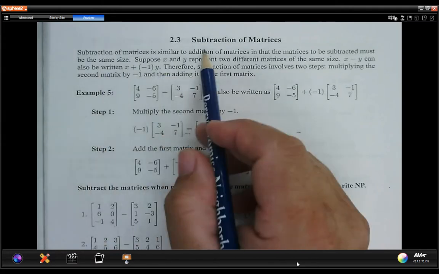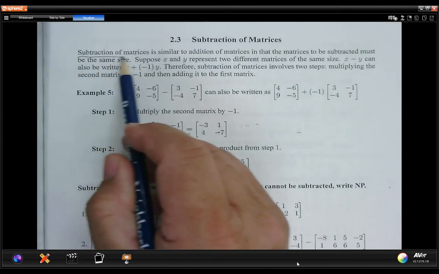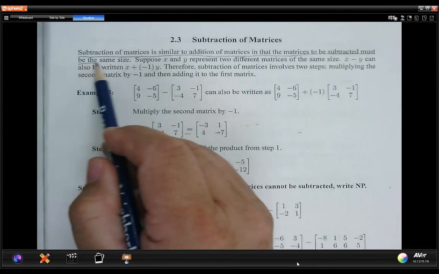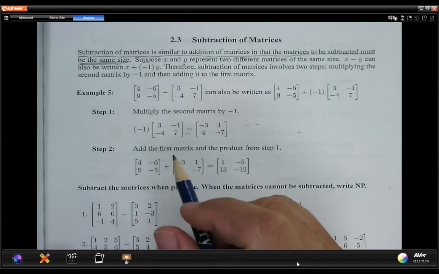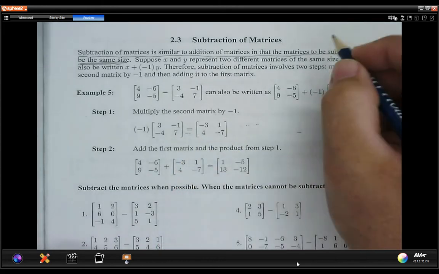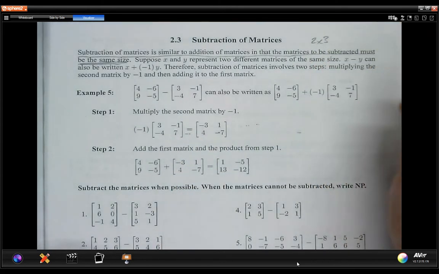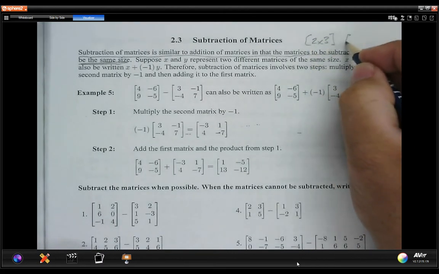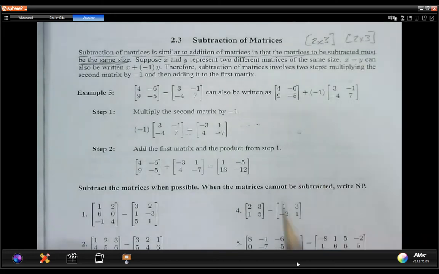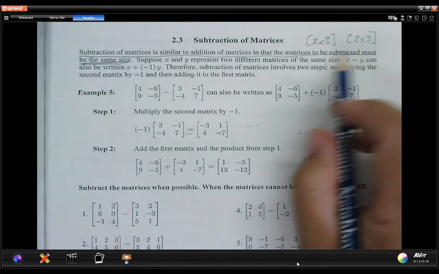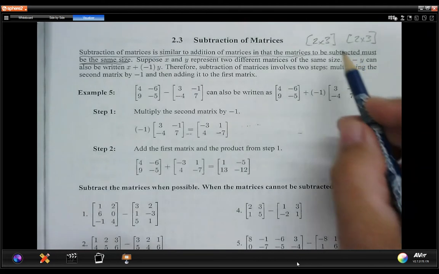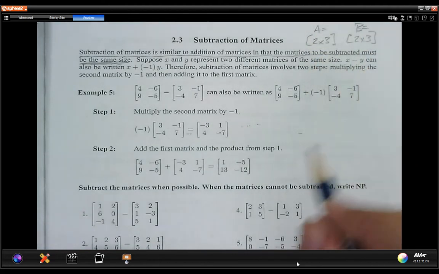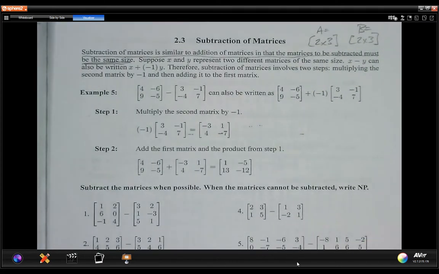So let's look at this first sentence on subtraction of matrices. It says subtraction of matrices is similar to addition of matrices in that the matrices to be subtracted must be the same size. So again, just to review what we talked about on Friday, if you're looking at a 2 by 3 matrix, then in order to perform subtraction of that matrix, the other one must also be a 2 by 3, okay? And that's just an example. It could be a 3 by 3, 2 by 2, could be anything, 1 by 3.